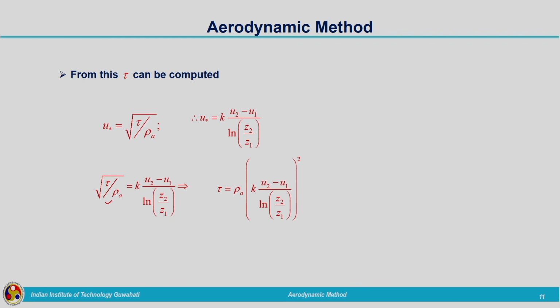So, we have squared the expression, the entire right hand side will be having the power 2, and the left hand side will be tau by rho a. So, tau by rho a is equal to the square of the right hand term. From that we will be finding the expression for tau. It will be coming out like this: rho a multiplied by k u2 minus u1 divided by ln z2 by z1, all square. So, this is the equation corresponding to momentum flux tau.